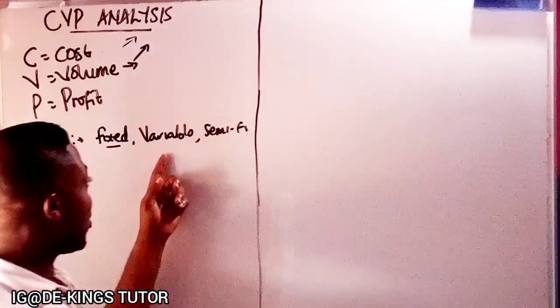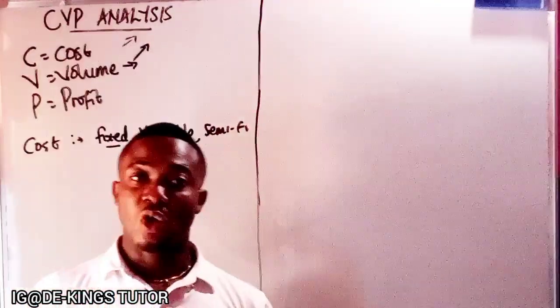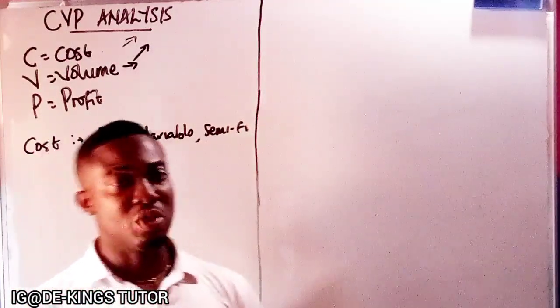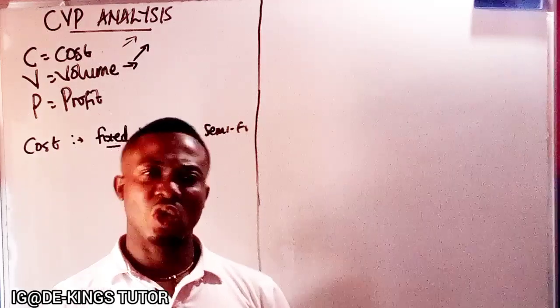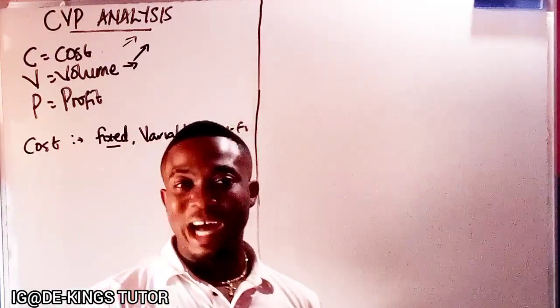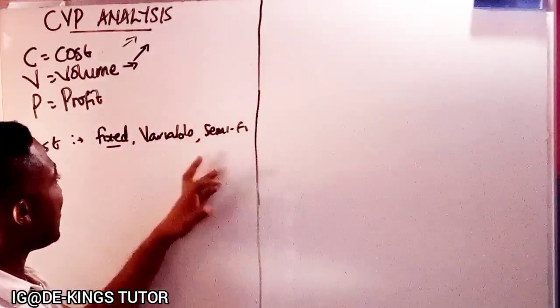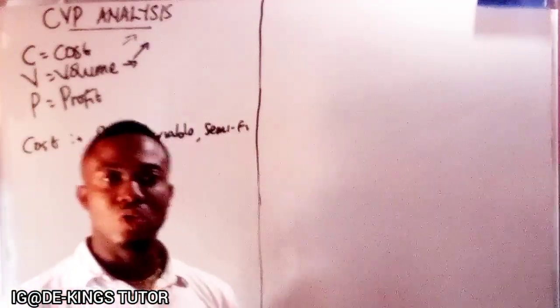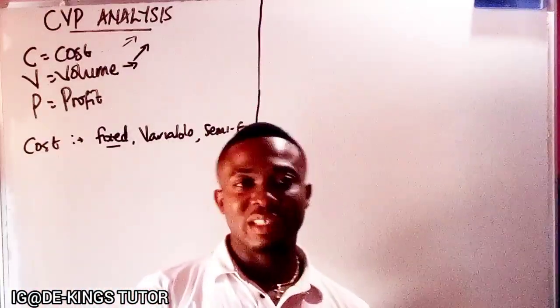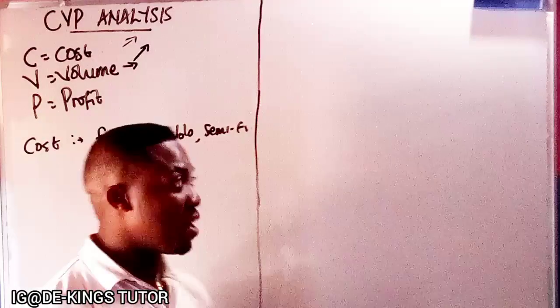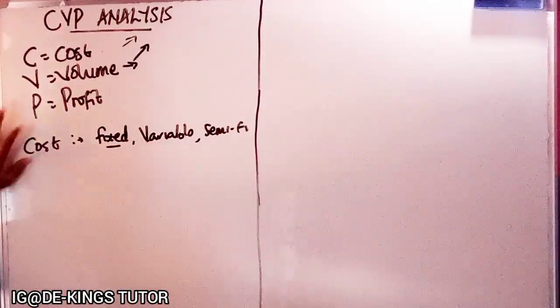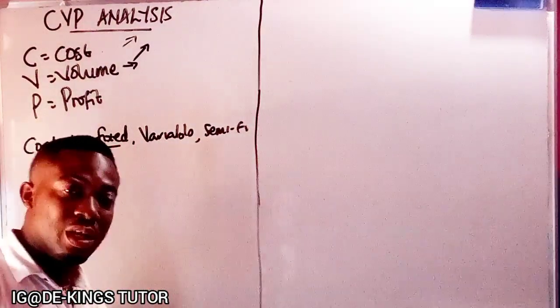While the variable cost is the cost of an enterprise that changes. It is also known as what we call a direct cost. It's a cost of an enterprise that changes with the level of output. While the semi-fixed is that cost in which part is fixed and part is variable. So the cost refers to the expenditure made in acquiring an item.